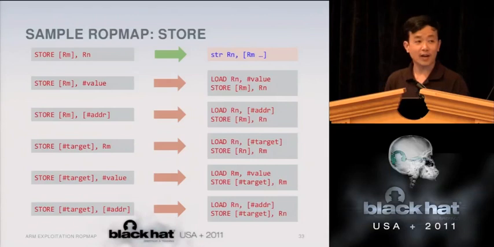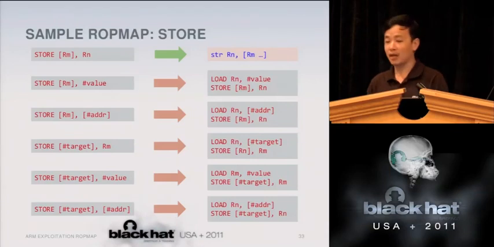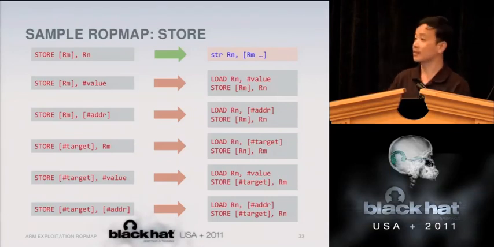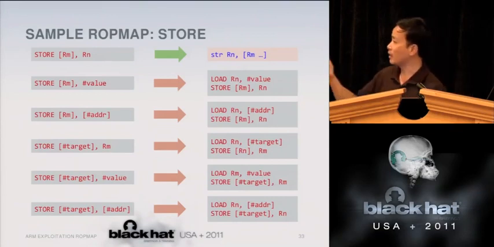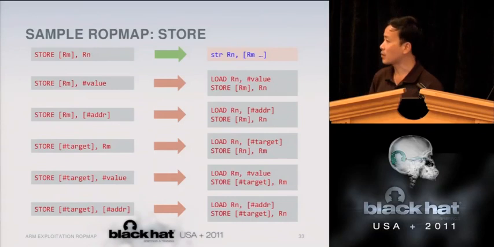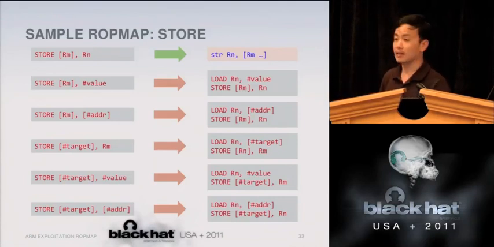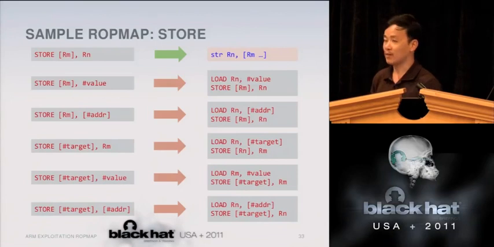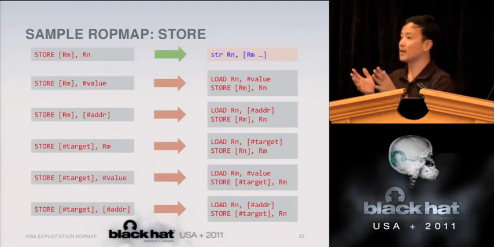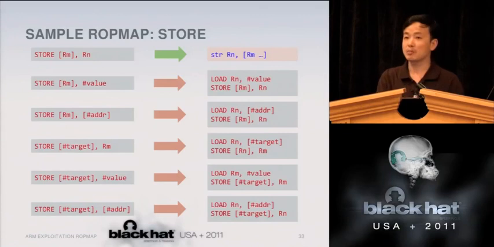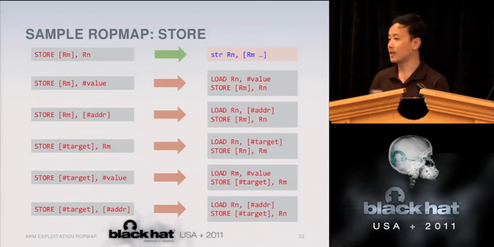So a store instruction can be mapped to a load and then a store. For example, to store a value to memory referred by an address, we first load that value to a register and then store the register to the memory address. So it will cover all possible scenarios of use of our instruction here.